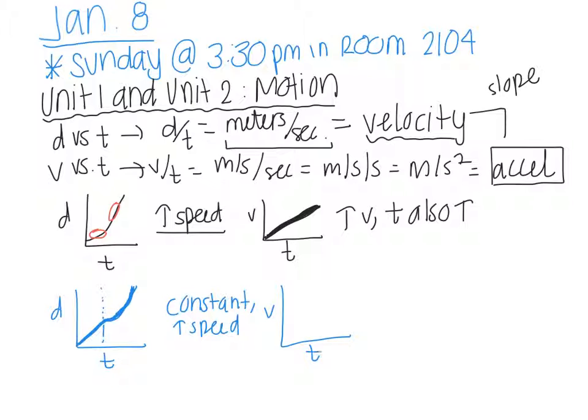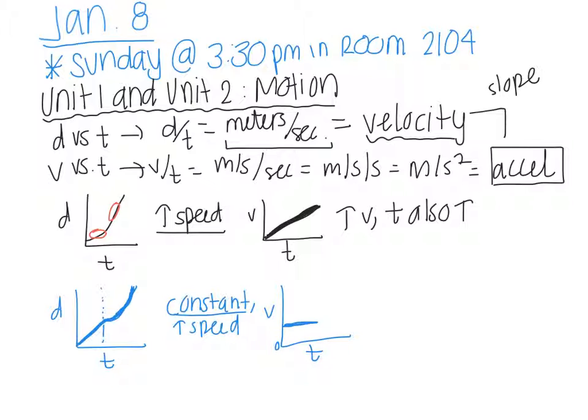Now, let's translate that to a V versus T graph. At a constant speed, do I have acceleration? The answer is no. But I am going at some sort of speed. So I can't just put my line at 0. I am traveling at some velocity. It's just constant, meaning there is no change in velocity, which means there is no acceleration. So I'm just going to put a nice straight line here. There's no acceleration happening, but it is at some velocity, right?